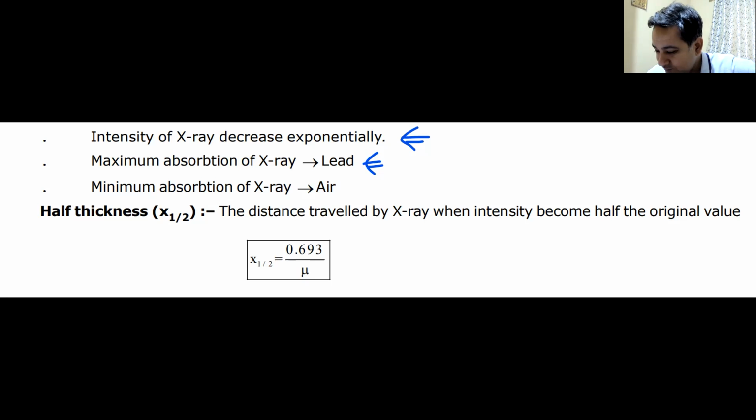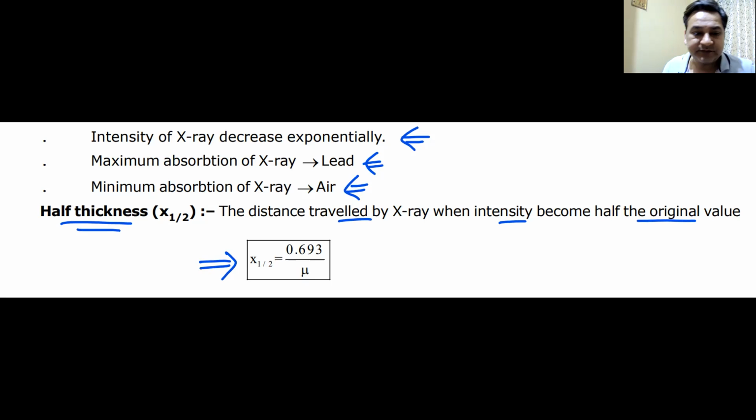Be careful, sir. The minimum absorption is by air, sir. So never come in the way of X-rays, sir. When you are in air, everything will go through. Half thickness is something like half-life. Do you know half-life? That will come in the next class. Half-life, radioactive decay, half-life. Yes or no? Yes, sir. So half thickness is the distance traveled by X-rays when the intensity becomes half, and the formula is 0.693 by mu. Don't ask me how it comes. This is the value it comes to. Please note it down.